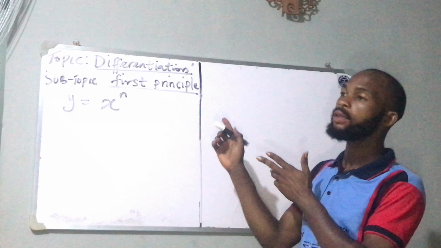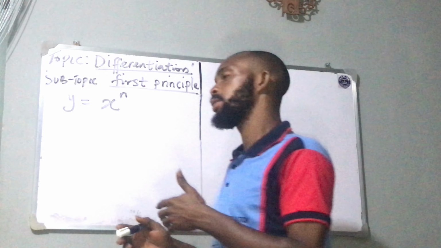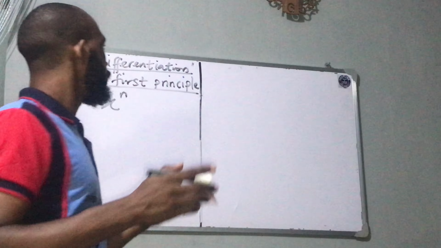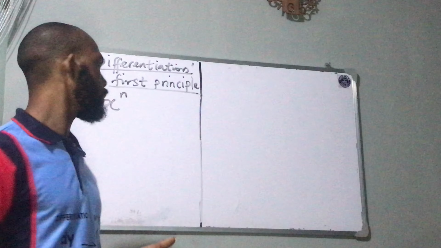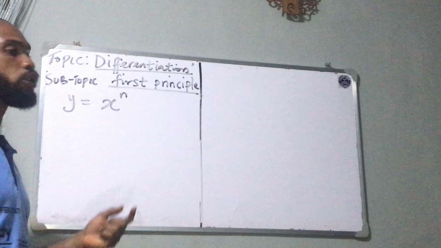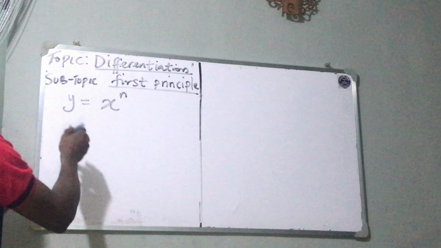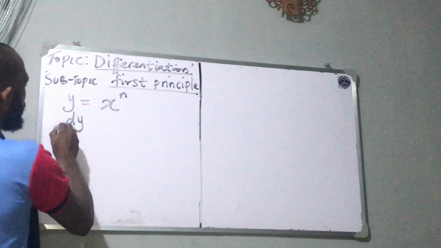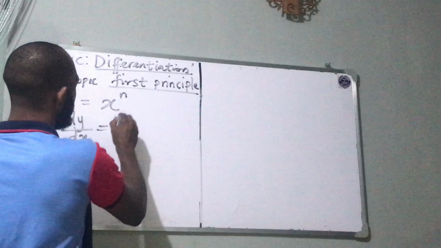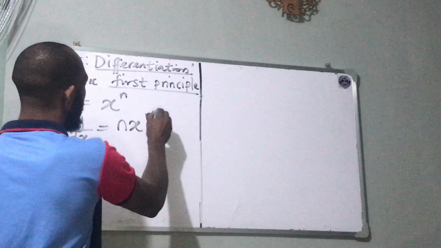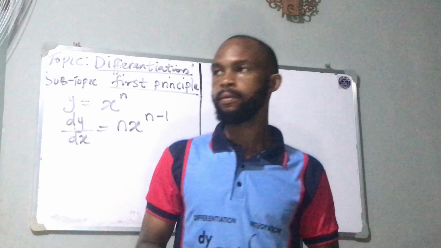Today we'll talk about differentiation. Of course, the subtopic is first principle: how to differentiate using first principle. Now, if we have a function y equals x raised to power n, if we differentiate this, we're supposed to have dy over dx to be nx^(n-1). This is the general formula for differentiation.